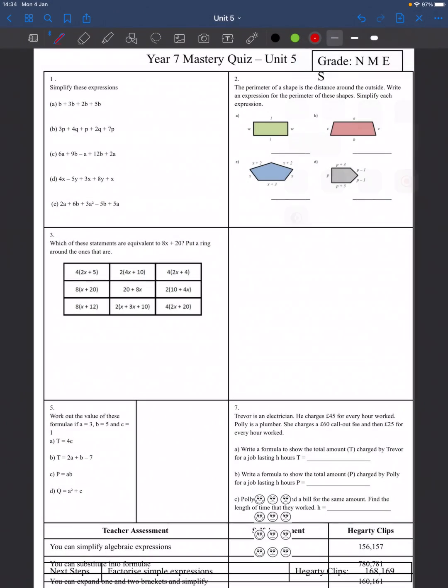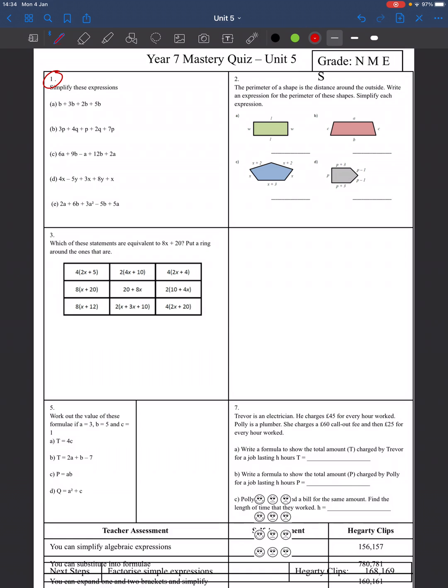So this is a recap of the Unit 5 quiz. It was starting to look at algebraic proficiency. So first question, simplifying these expressions. Basically, you need to gather the like terms.